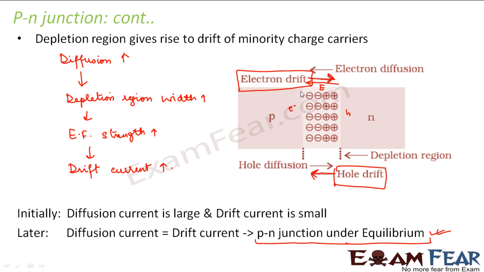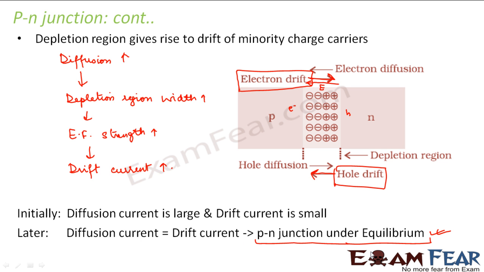So if the electric field strength increases in such a way that it reaches a point when this electron drift is exactly equal and opposite to the electron diffusion, then what will happen? There will be no net current, because diffusion current and drift current being equal and opposite will cancel each other, right? So you understood this concept of diffusion current and drift current? Okay, so now let us talk about the p-n junction under equilibrium.